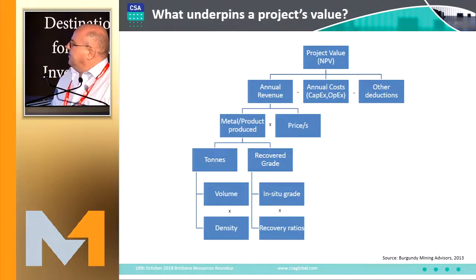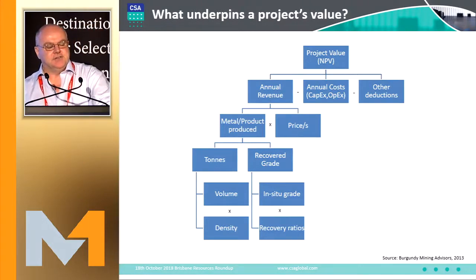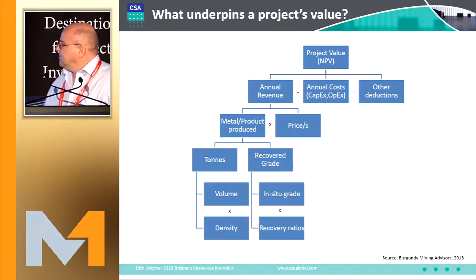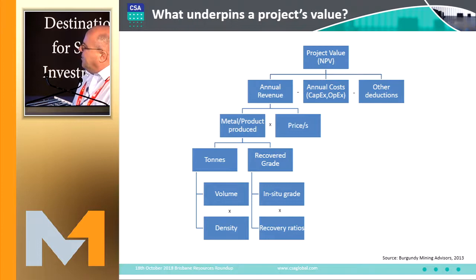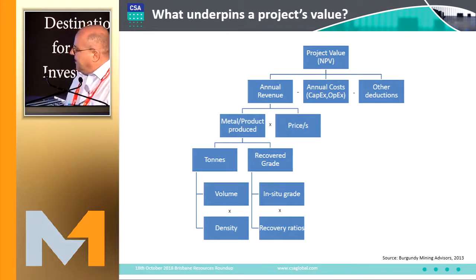Really what underpins any project's value, we've all looked at feasibility studies. There's some projects in the hall here today that have feasibility study work done, and they're starting to advance and progress. And as you look down the main project value chain, you start to pick up things like the annual revenue. You'll be looking at the types of metal product that needs to be produced, what type of pricing is there. But as you drill down even more, you'll hear people talking about tonnages, the recovered grade, and really, really importantly, if you look at the foundation here, it's all about volumes, densities, in situ grade, and the recovery ratios.